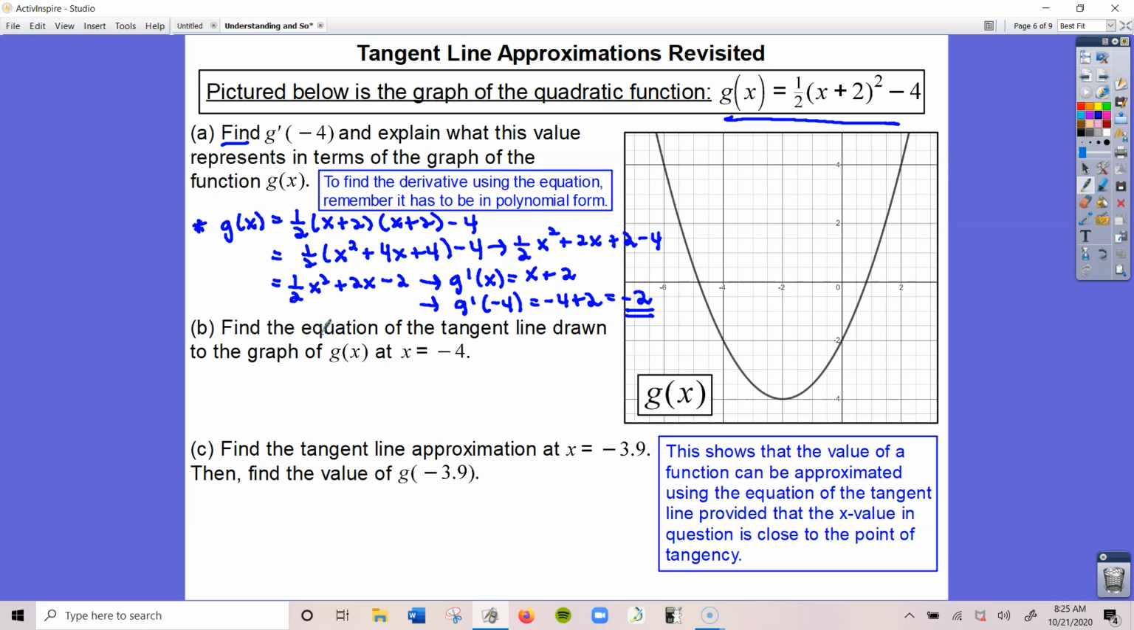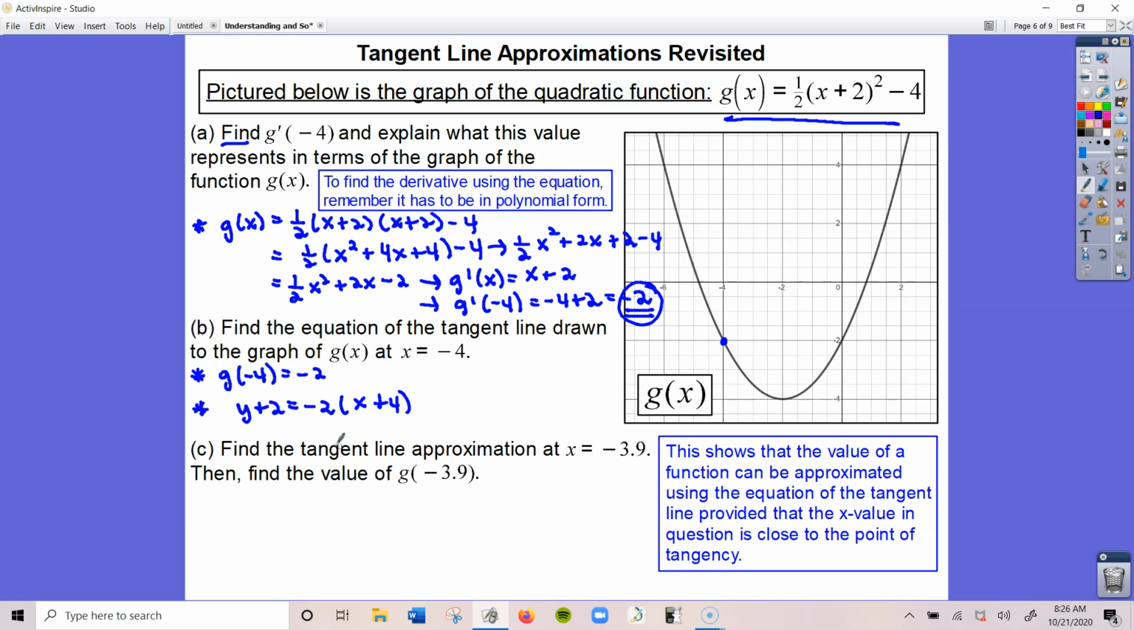For part B, we're writing the equation of the tangent line drawn to the graph of g of x at x is equal to negative 4. So what I'm missing, I have the actual derivative, which is my slope. I'm missing my point of tangency. So that means that I'm looking for g of -4. When I look at my graph, g of -4 is equal to -2. So now I'm ready to write my equation. Y plus 2 is equal to -2, my slope, times x plus 4.